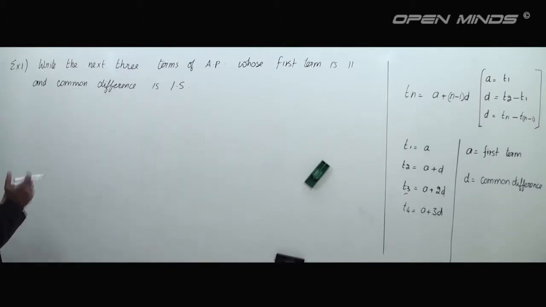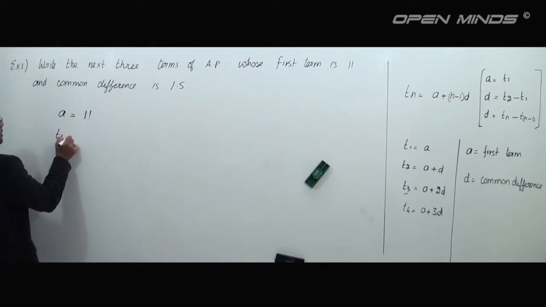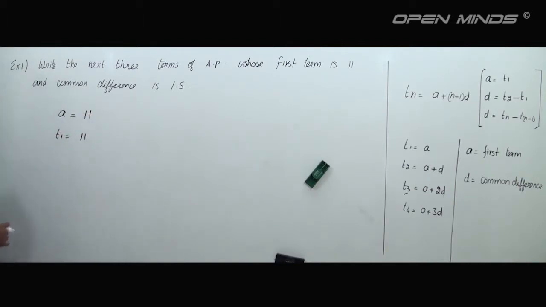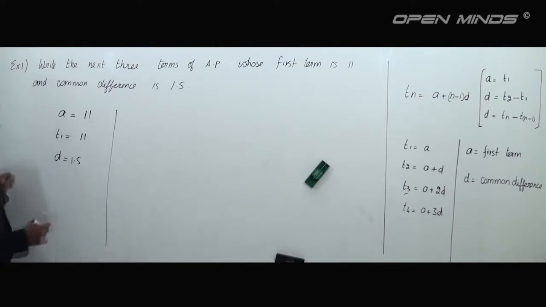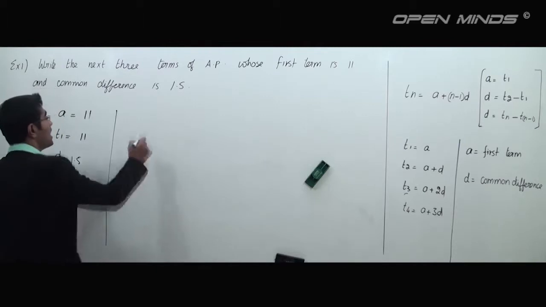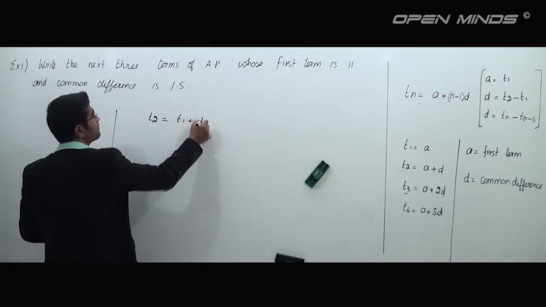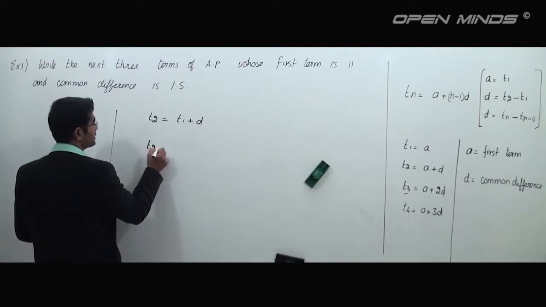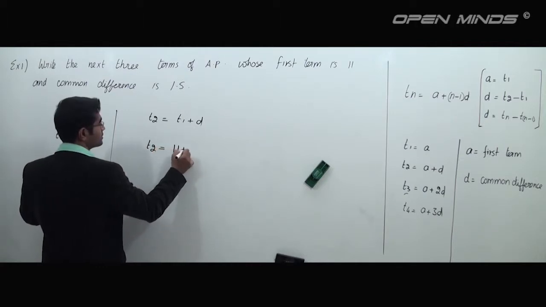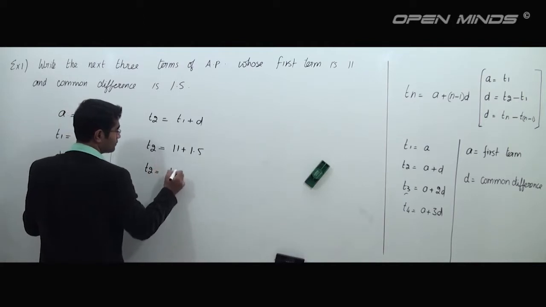It says write the next three terms of an AP whose first term is given to me. What's given to me is a, which is 11. We can also call this t1 is 11, the first term, and the common difference d is given to me as 1.5. So to find the next three terms, I'm looking for t2, which is nothing but the first term plus d. We can use this formula, no problem. So t2 is the first term, 11, plus d, 1.5. It goes like t2 is nothing but 12.5.